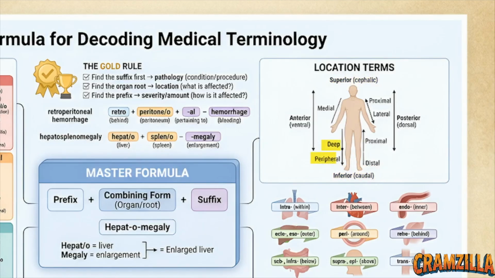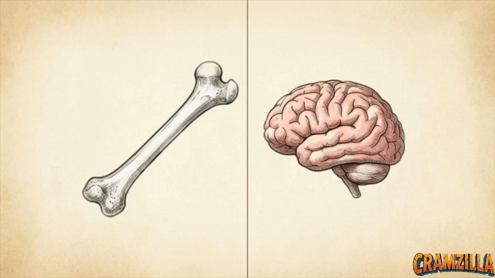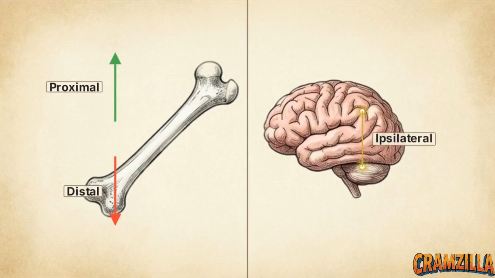Deep is internal, superficial is surface. Anterior or ventral means front, posterior or dorsal means back. Medial points towards center, lateral points away. Proximity is established using proximal for closer to the point of attachment and distal for farther away. Lateralization is defined by ipsilateral for the same side and contralateral for the opposite.